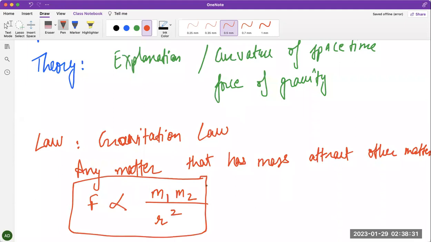It is not explaining anything like what is actually causing gravity to exist in the first place, and how it makes two masses interact with each other. It just says, if the mass is heavier, then the force will be more. If the distance is more, then the force is going to be less. Just that relationship between the variables is explained by the law. Okay, so I hope that is making sense.